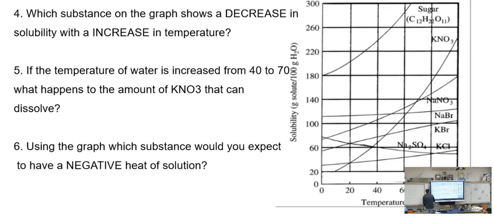Next set of style of questions. It's still this type of graph. It says which substance on the graph decreases. You can read through those. I'll pause this again for a second and then go ahead and give this a shot.